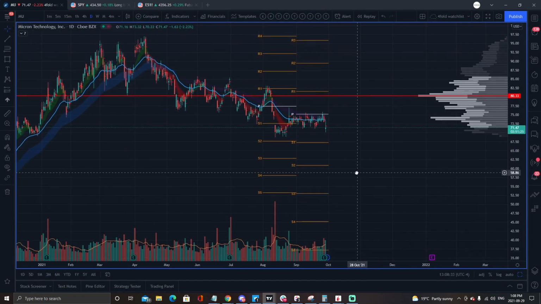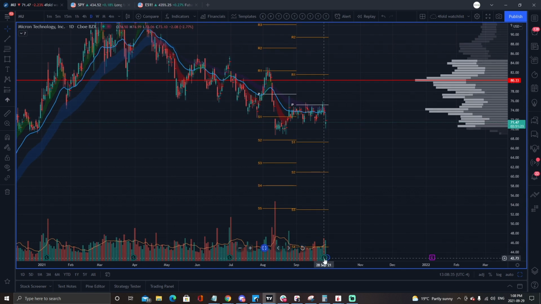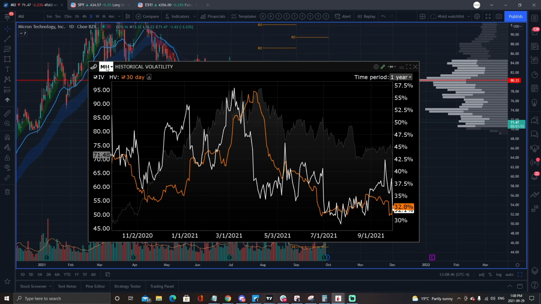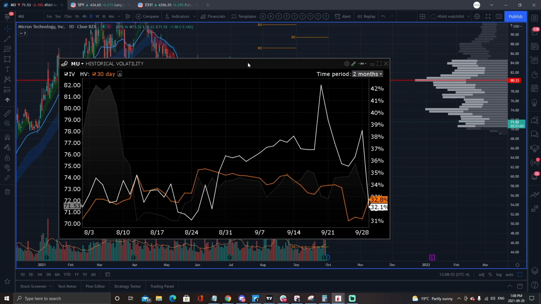So MU had an earnings day yesterday. They reported a good beat, but why did this thing gap lower? It's because the forward guidance was pretty bad. So why don't we look at MU in terms of historic volatility? You can see what happens leading up to earnings. Why don't we go 2 months out of earnings?